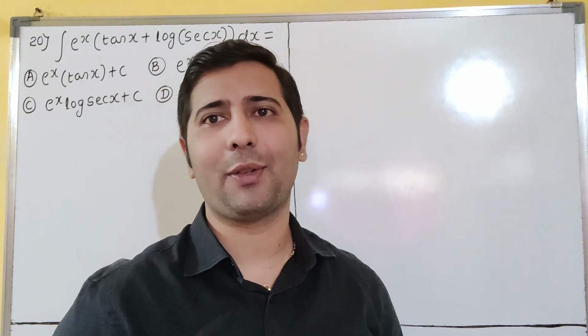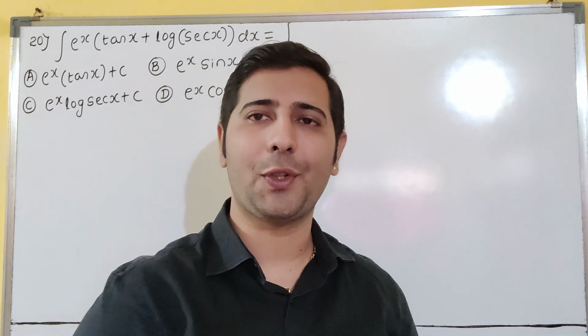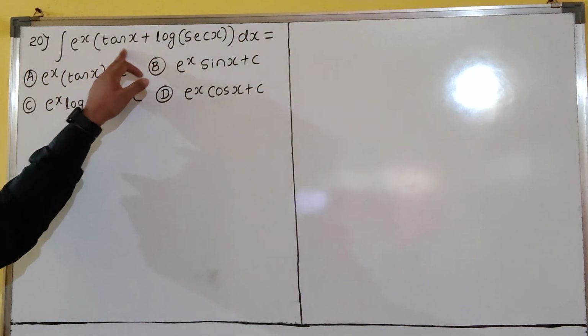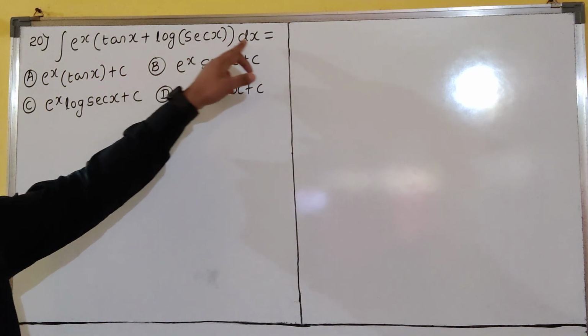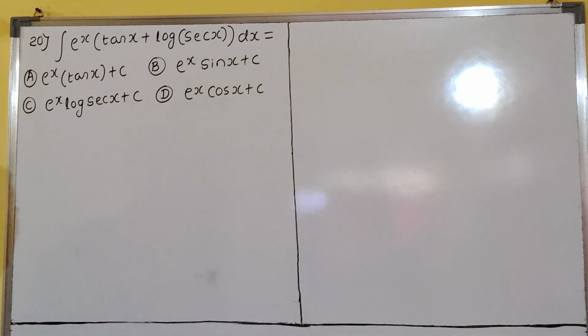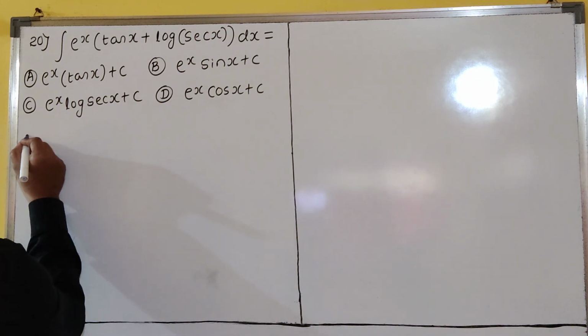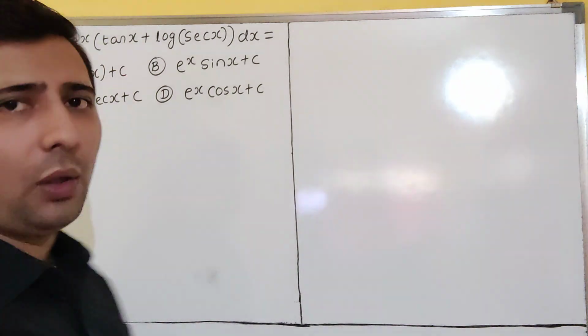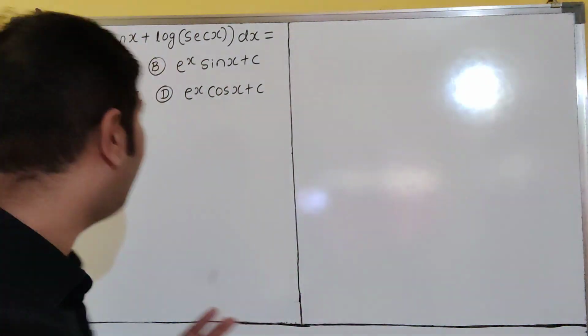So we'll see the last question of the session, dear students. Question number 20. Integration of e raised to x into tan x plus log of sec x into dx is equal to. They are given 4 options for us. So now let us see. First I will write the question properly. So try to understand how I will do.